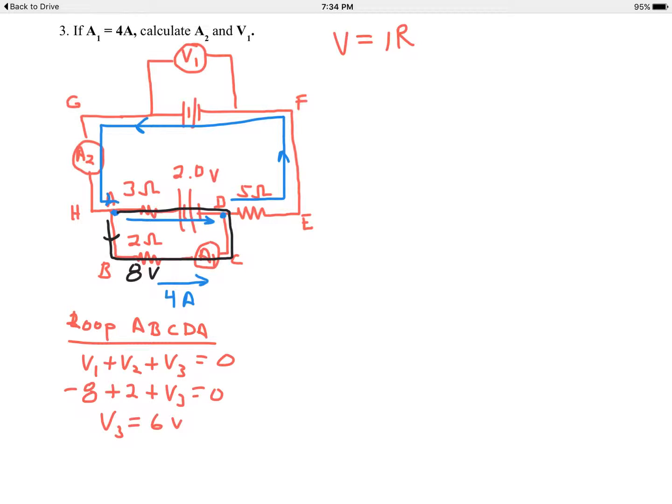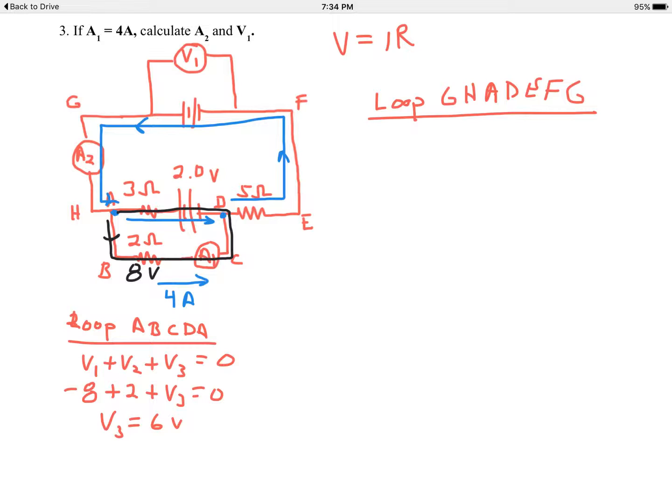All right, now we're making good progress here. We're looking for A sub 2 and V sub 1, and we're going to look at this upper loop now. It doesn't really matter where you start. Let's go from G to H to A to D to E to F and back to G. So I'm going around that loop, taking a walk, and I've already drawn in what the current would look like in blue, and it's going to coincide with the way I'm taking my walk.